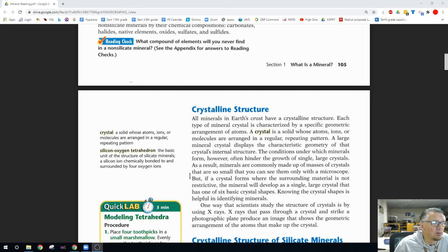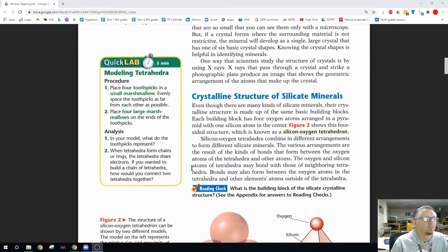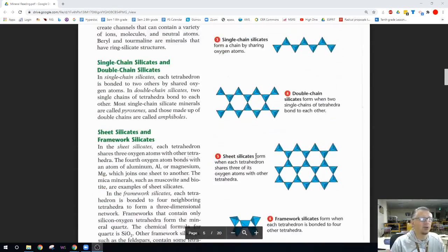But if a crystal forms where the surrounding material is not restrictive, the mineral will develop a single large crystal that has one of 6 basic crystal shapes. Knowing the crystal shapes is helpful in identifying minerals. One way that scientists study the structure of crystals is by using X-rays. X-rays pass through the crystals and strike a photographic plate, producing images that show the geometric arrangements of the atoms that make up the structures. And that's as far as we are going with reading 1.